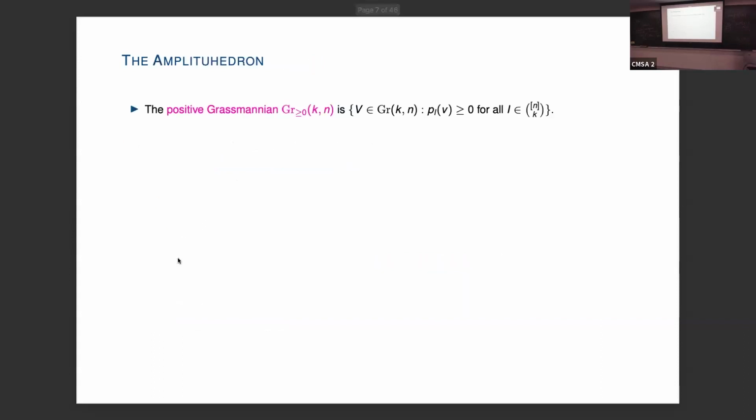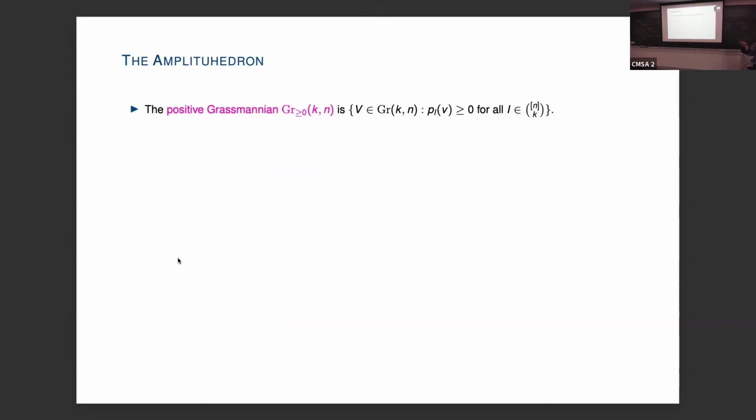All right, and then the positive Grassmannian, we take the part of the Grassmannian where we set all of the minors to be non-negative. So actually, this is called the totally non-negative Grassmannian, but positive is shorter to say.